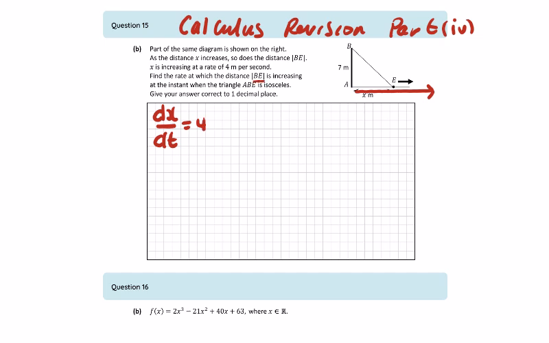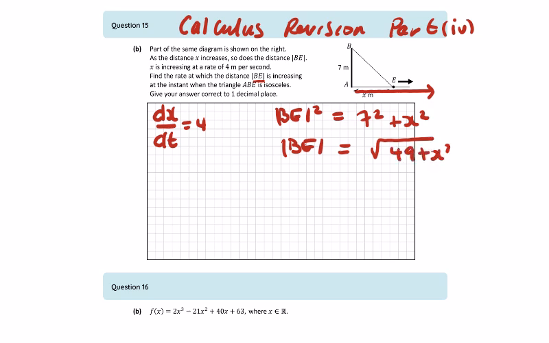Well, we can get BE in terms of 7 and x. BE squared, using Pythagoras, is equal to 7 squared plus x squared. So BE is equal to the square root of 49 plus x squared. That should help start the question. We are asked to find the rate at which BE is increasing, at the instance when the triangle is isosceles. Give your answer correct to 1 decimal place.